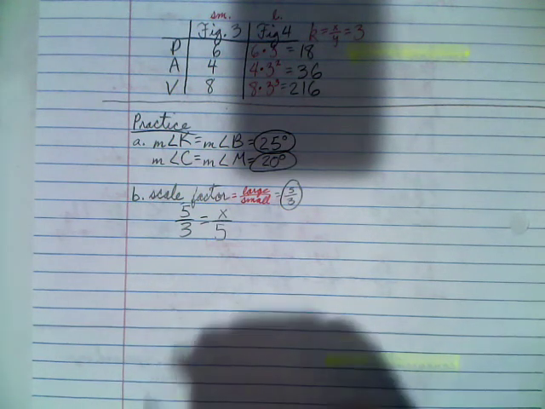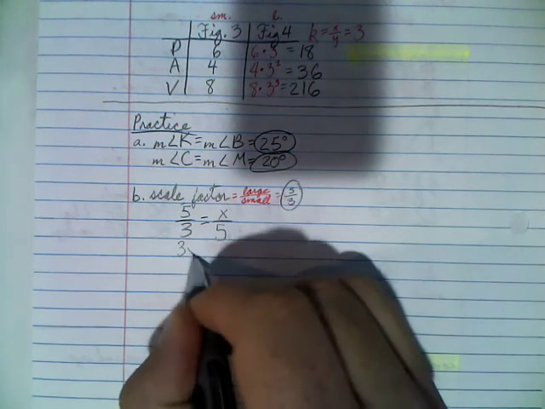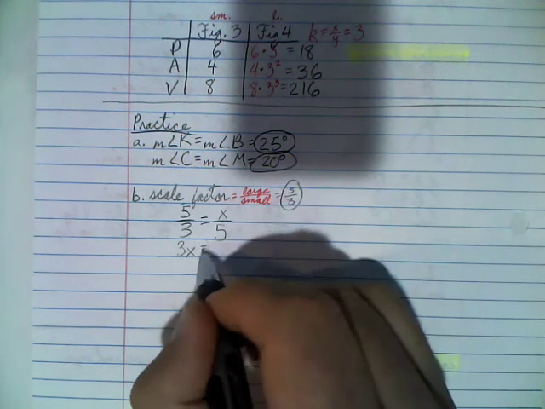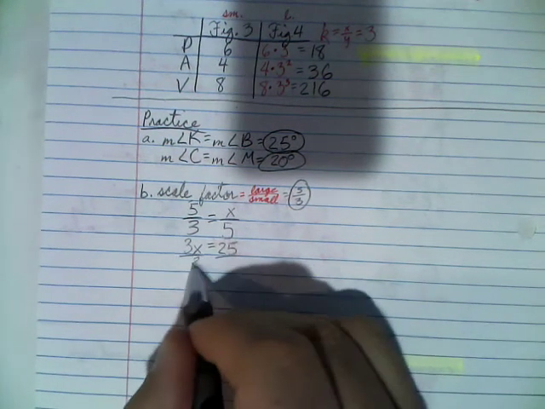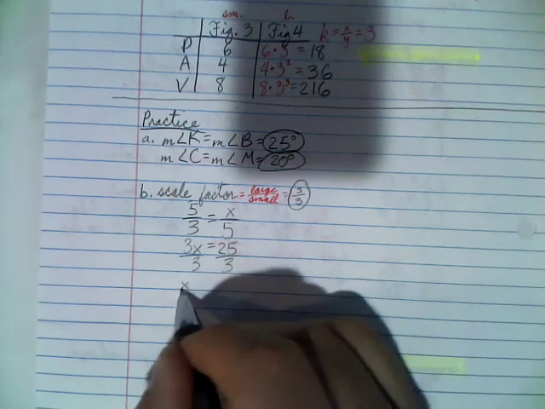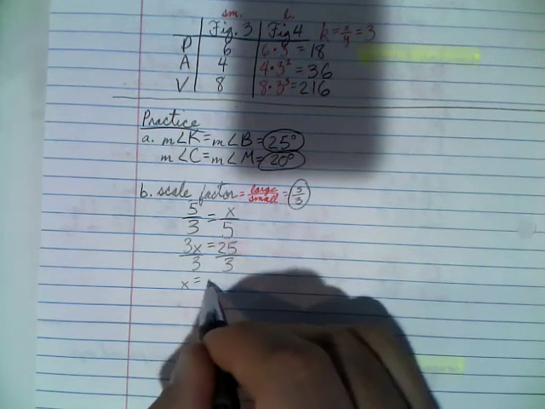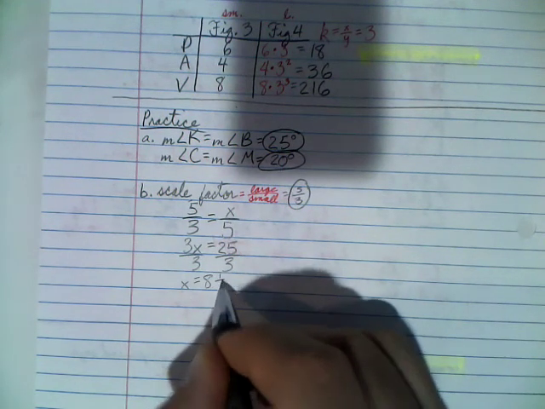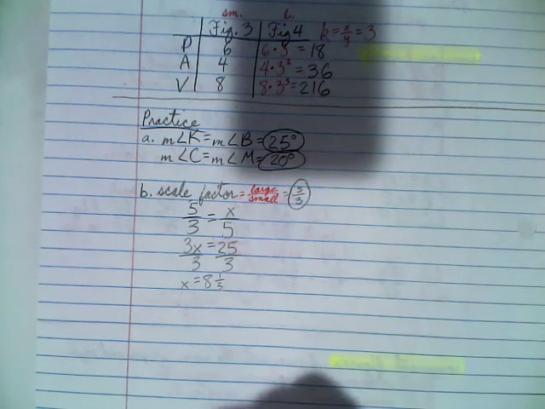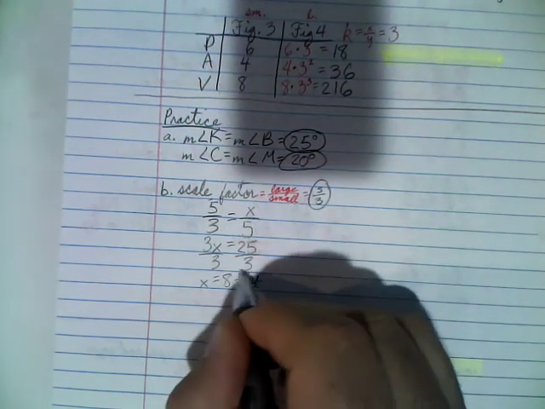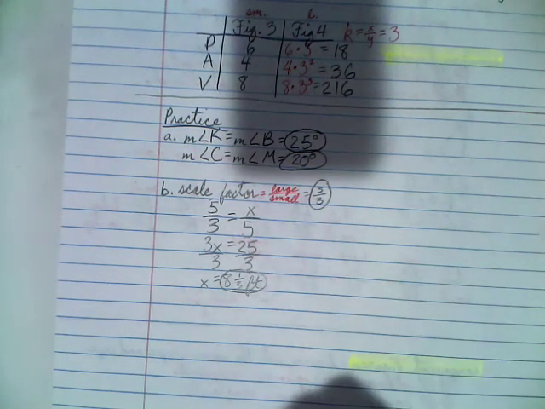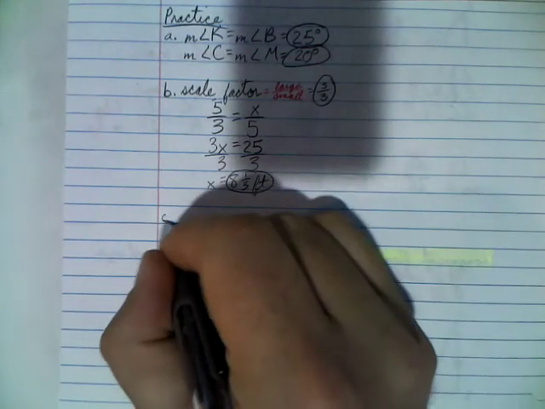A little cross multiplying. 3 times x gives me 3x. And we might as well do 5 times 5. It's easy enough. 25. Divide both sides by 3. And x equals, so 3 goes into 25 8 times with 1 left over. So this is going to be 8 1/3 feet. All right, C.